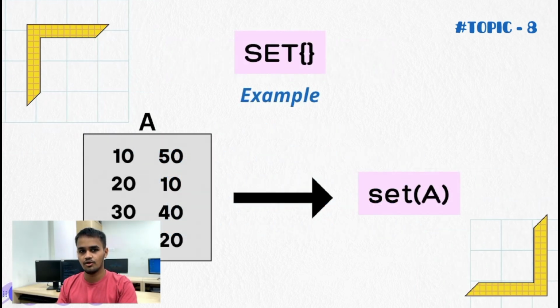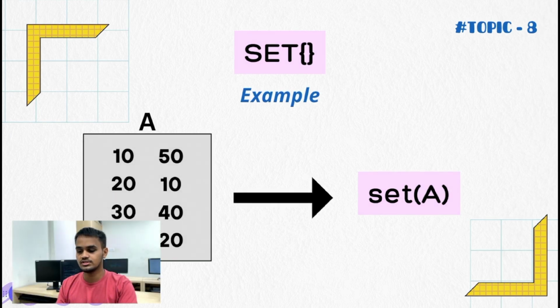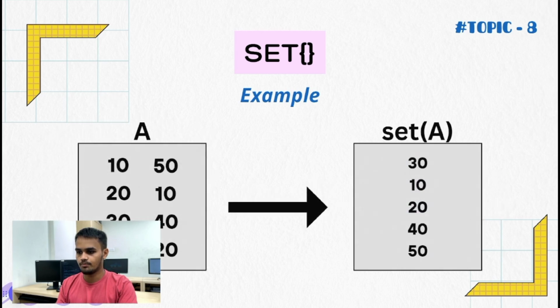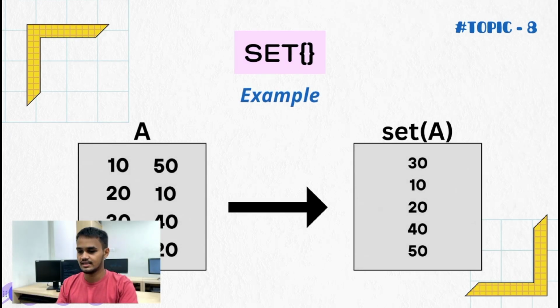Imagine we have set A with values 10, 50, 20, 10, 30, 40, 40 and 20. In variable A, there are various values which are duplicates. While we run the program, we use the code set of A and the output for the code will be 30, 10, 20, 40 and 50. Here we can see in set of A, all the duplicate values are taken out and randomly the output is presented.